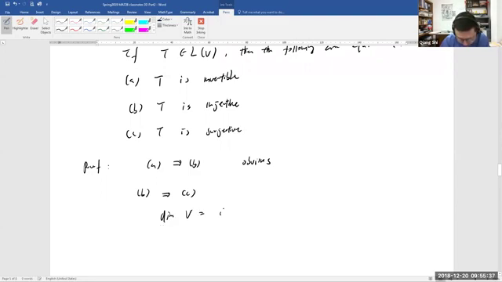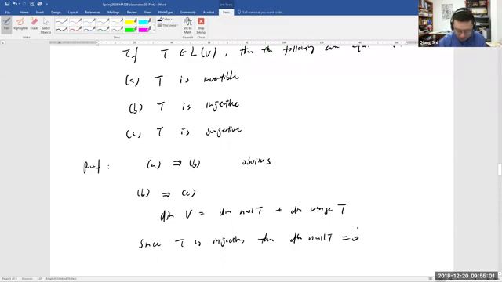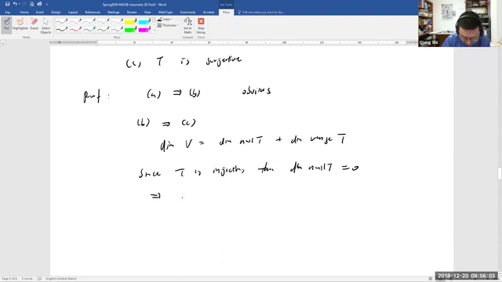The dimension of V is the dimension of the null space plus the dimension of the range. Since our assumption is T is injective, the dimension of null T is equal to 0. So this implies the dimension of V is the dimension of the range of T. But remember, T is from V to V, so this time you can think of V as the W from before.